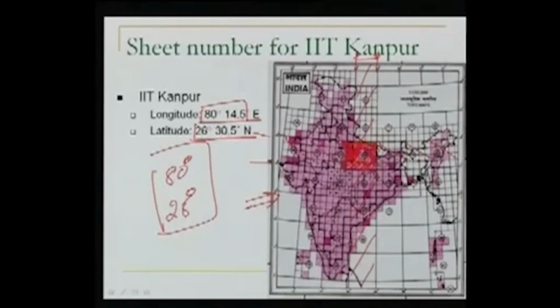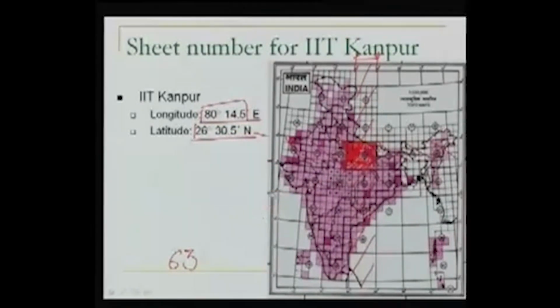And this area of interest, as written over here, has the number 63. So that's the number, or rather, at the 4 degree by 4 degree level, our area of interest is in sheet 63, or number 63 block. Now, let's go further down.